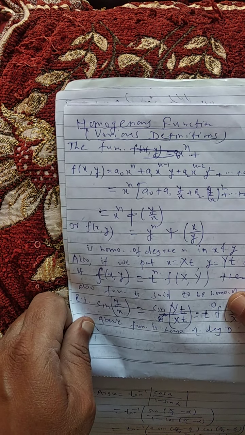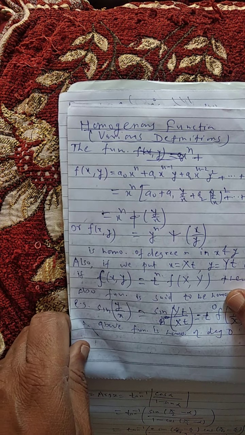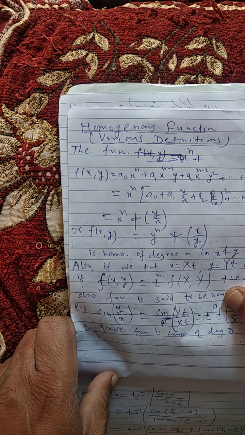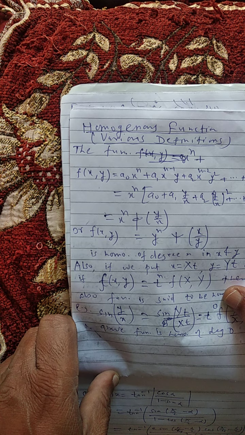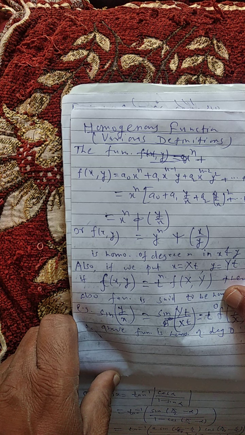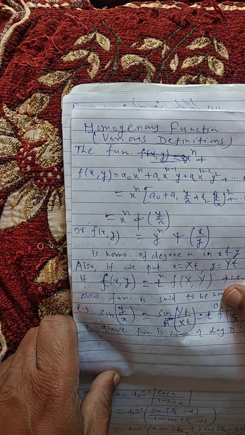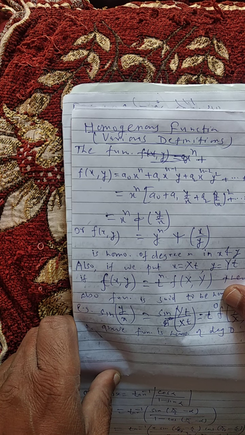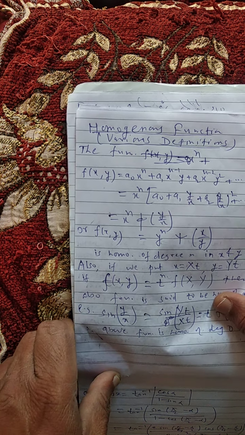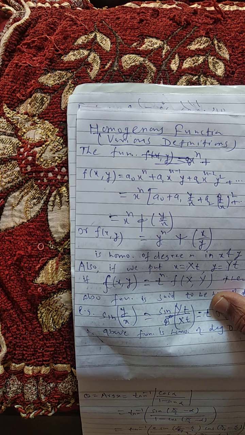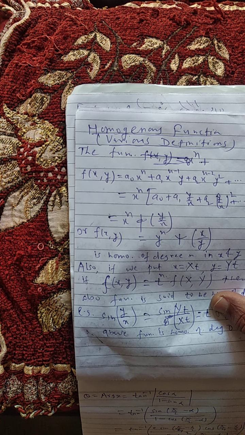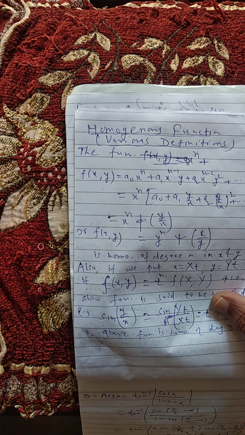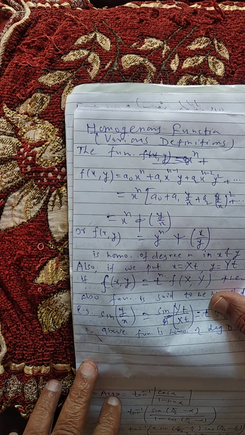In the last lecture, we have seen homogeneous differential equation. That is, the equation in the form dy by dx equal to f(x,y) divided by g(x,y) is said to be homogeneous if f(x,y) and g(x,y) are homogeneous functions of the same degree in x and y.